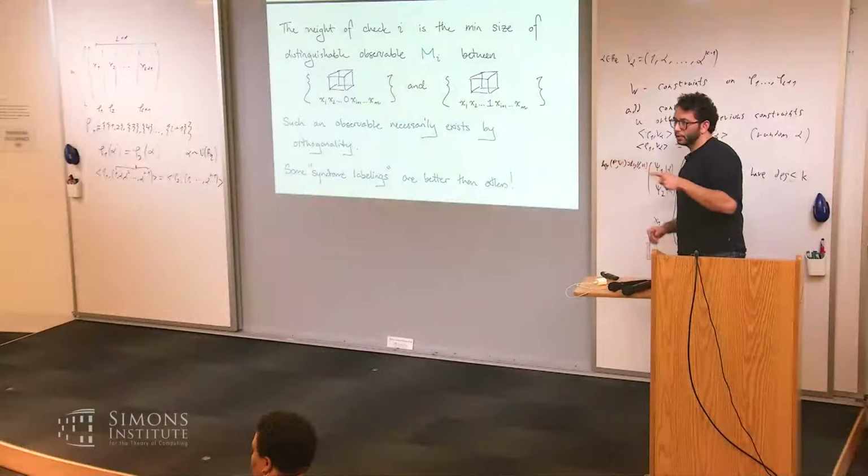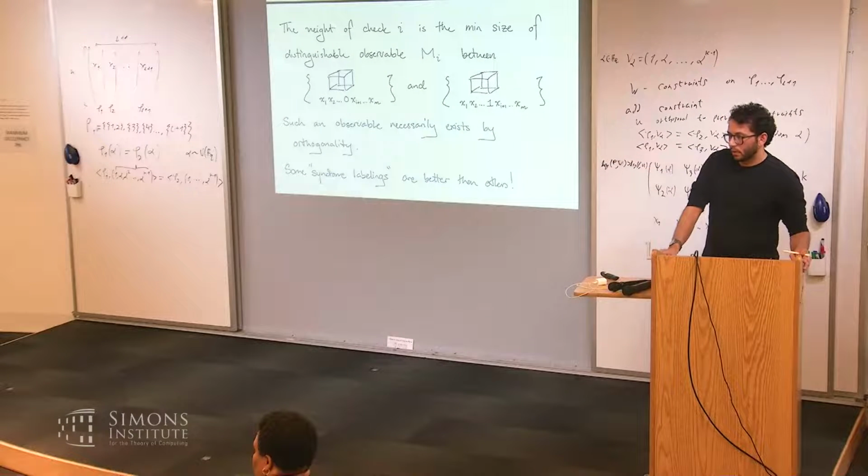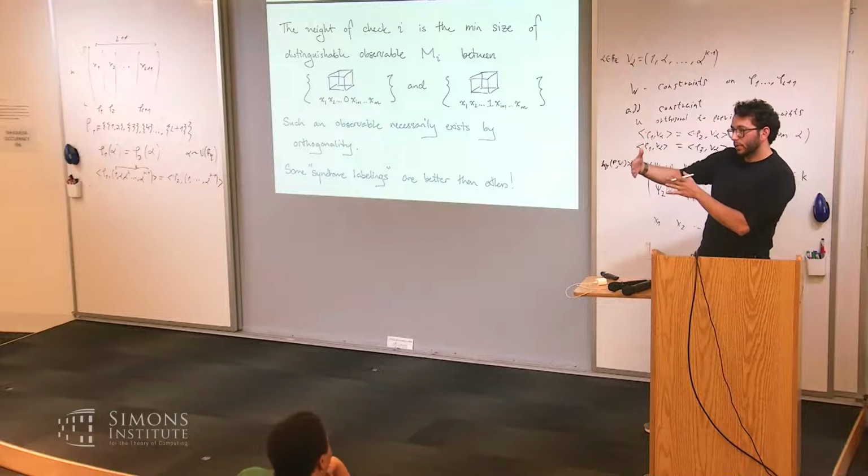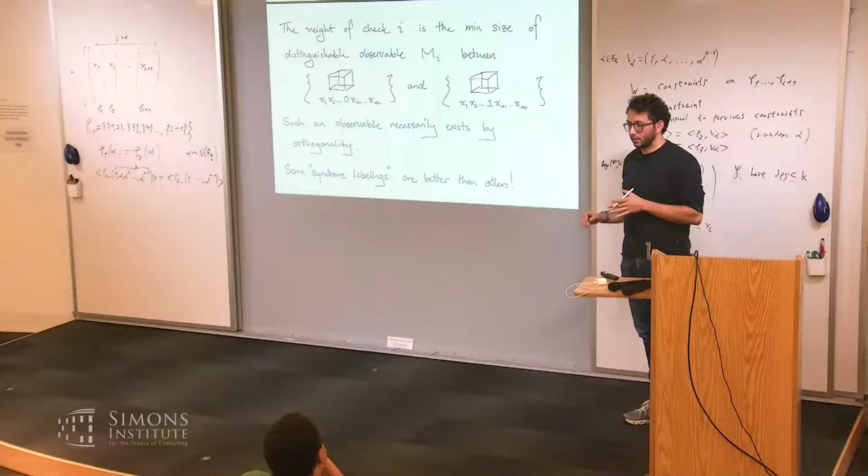By size of the observable Mi, is that just the number of qubits? Yeah, so Mi can be expressed as acting on these qubits and then tensor identity on the rest of the qubits.